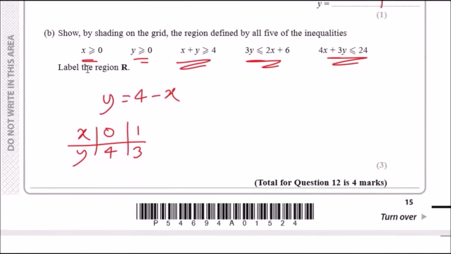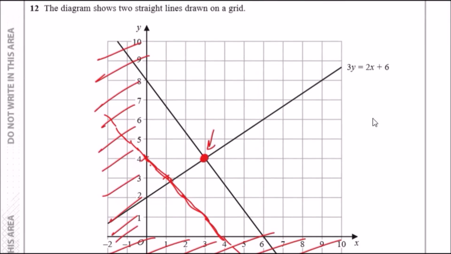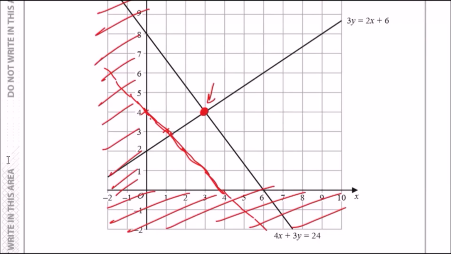So in this case, even though it says labeled region R, it's always good to cross out the sides you don't need, the areas you don't want, yeah? So again, guys, if you're not sure what's happening, drop me a comment. I'll try and explain it step by step again. So make sure you use a ruler as well, not like me, yeah? Okay, let me change the color pen.